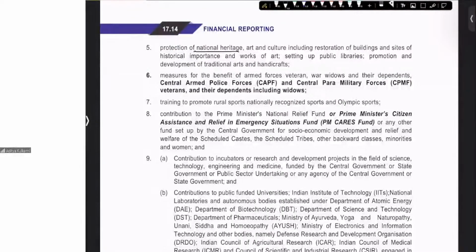Protection of national heritage, art and culture, restoration of buildings and sites, etc. Measures for the benefit of armed force veterans, war widows and their dependents. Armed police forces, paramilitary forces, their dependents, including the widows. Promote rural sports, contribution to the PM National Relief Fund or the PM CARES Fund or any other fund set up by the central government.